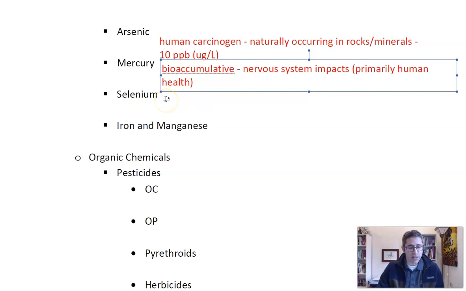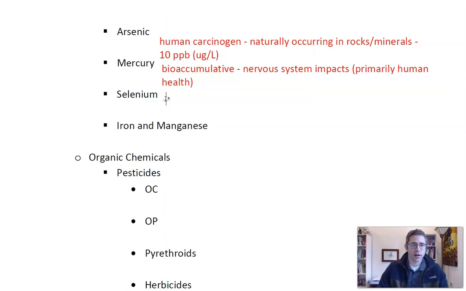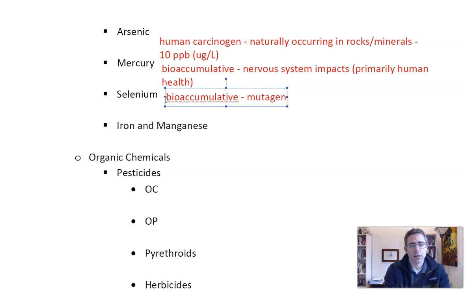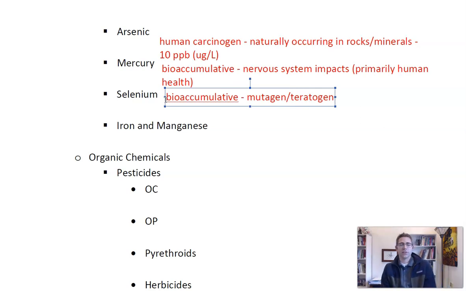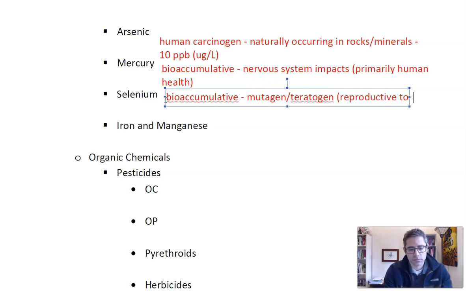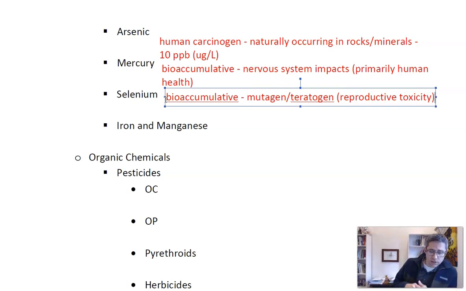And then selenium is another bioaccumulative. Selenium is what we call a mutagen and also a teratogen. Teratogens cause reproductive toxicity, and mutagens can cause mutations.